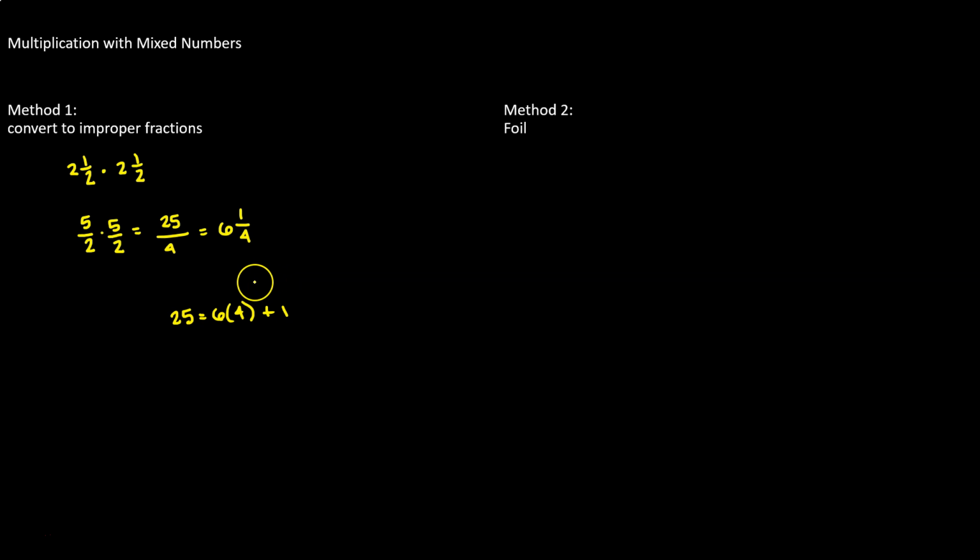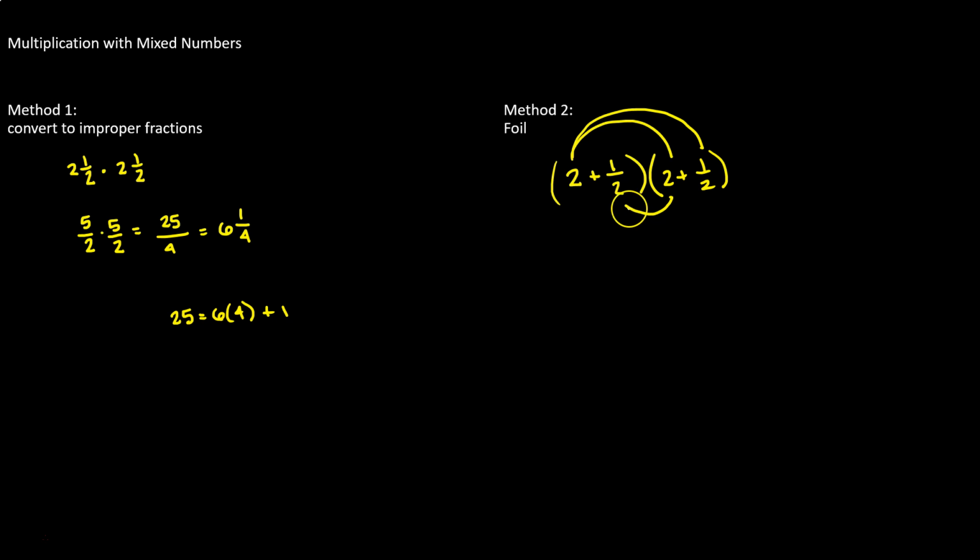Now another way to multiply these mixed numbers is to leave them as mixed numbers, but think of them as a sum of two parts. So the whole number part, and the fraction part. And then we can use FOIL. That's where you multiply the first two terms, the outer terms, that's O, the inner terms, that's I, and the last terms, that's L.